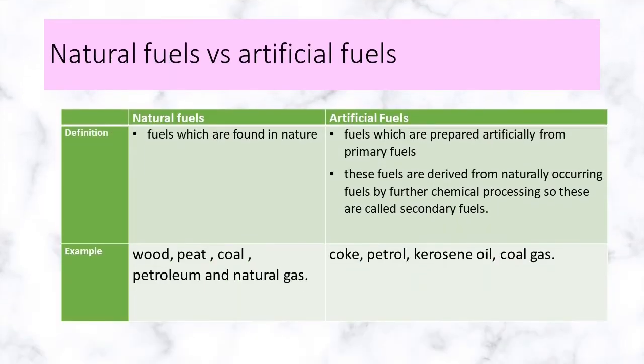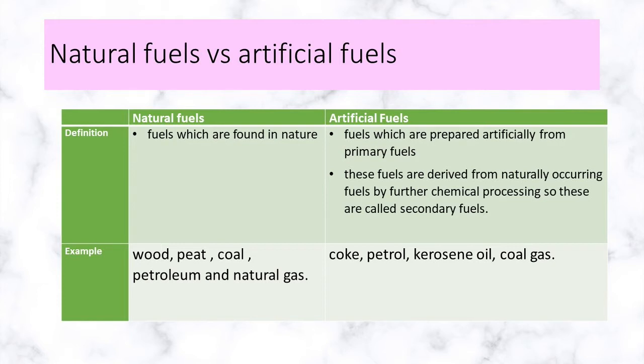What is the difference between natural fuel and artificial fuel? Natural fuel is found in nature. Meanwhile, artificial fuels are prepared by man. These fuels are derived from naturally occurring fuels by further chemical processing, so they are called secondary fuels. So all you need to remember is natural fuels can be found in nature, and artificial fuels are processed by man.